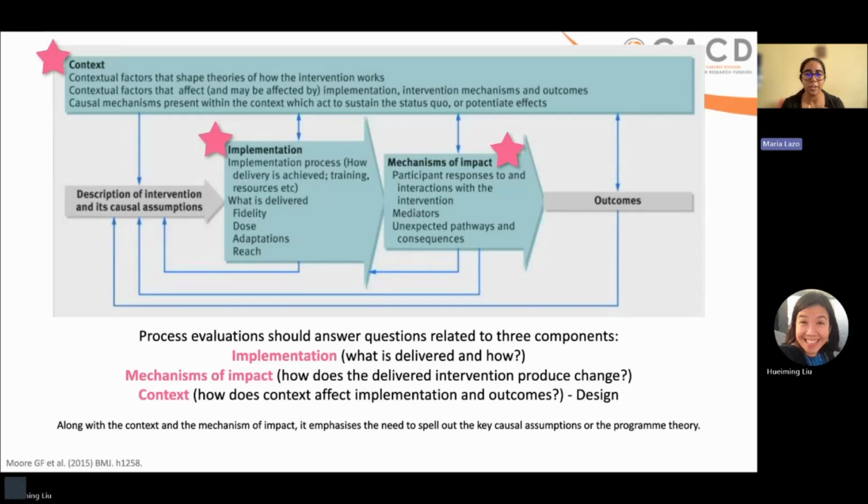And in terms of implementation, it's important to understand what is delivered and how. And we have different implementation outcomes to be considered, like fidelity, dose, adaptation, or reach. And these three different components will help us to understand the final outcome in a certain implementation of a complex intervention.